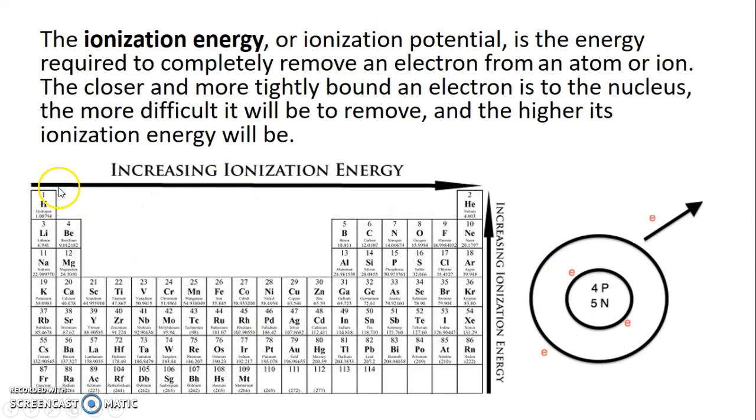Okay, so here's the trend. Electronegativity is directly related to ionization energy. Ionization means becoming an ion, right? So increasing ionization energy means that it requires more energy to turn it into an ion over here than it does over here. So to turn a hydrogen, a lithium, a sodium into an ion is really easy.